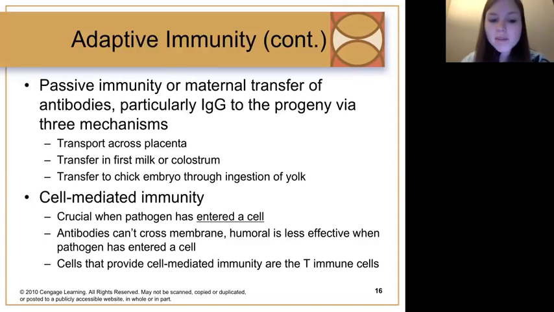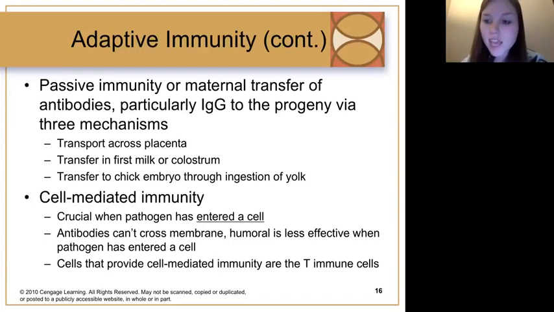So cell-mediated immunity is the other type of adaptive immunity. And so that is really, really important when a pathogen has entered a cell. So all of these other immune responses are when the cells are recognizing that an organism is in the body, but it hasn't necessarily invaded the body's cells yet. Once it enters the body's cells, then you have the cell-mediated immunity that needs to take over from there because it's actually invaded the cells.